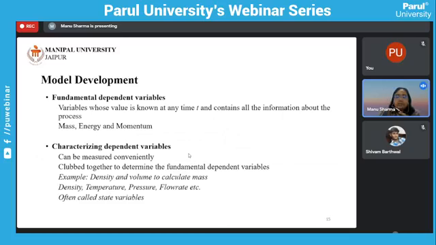The second type is the characterizing dependent variables. These are the variables which can be measured very easily and they can be clubbed together, and the fundamental variables can be identified or calculated. For example, using the density and volume, we can calculate the mass. Temperature, pressure, flow rate, etc. can be calculated. Often they are also known as the state variables. State variables are density, temperature, pressure, flow rates. These can be combined together to identify the mass, energy, and momentum.